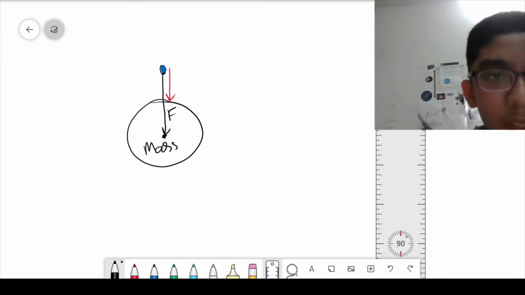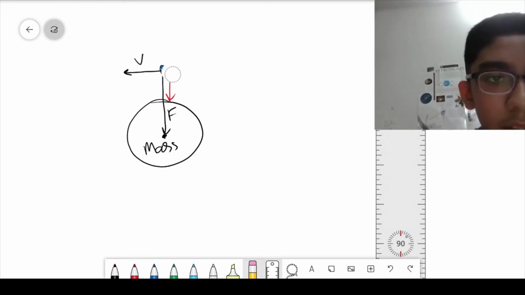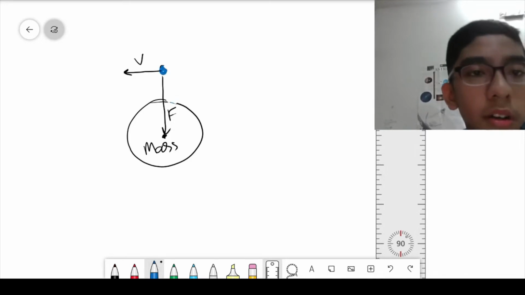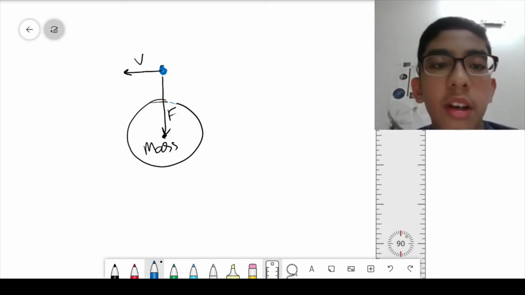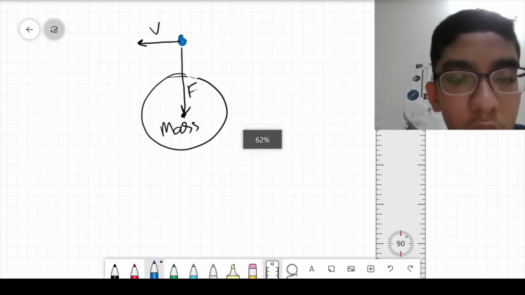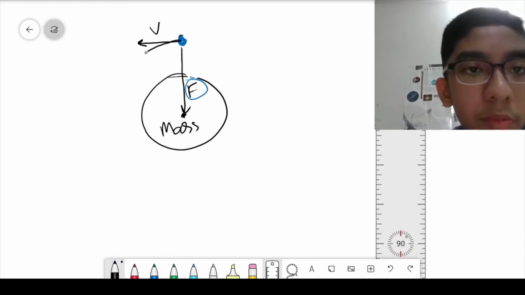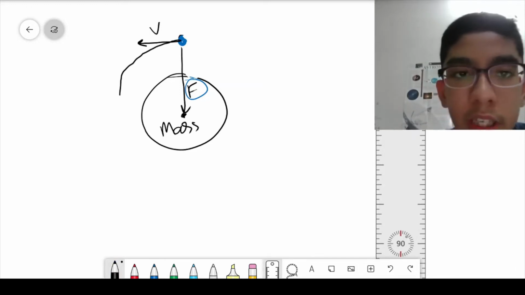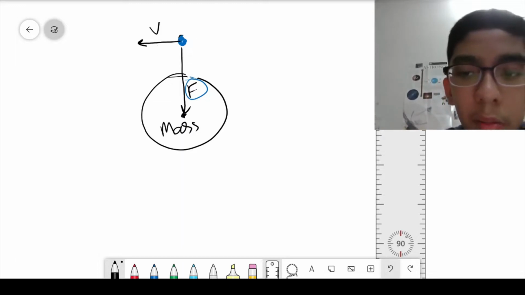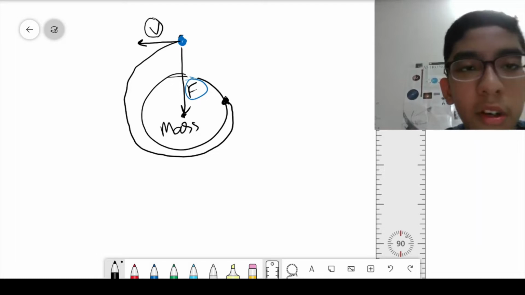So let's give this object a velocity. We will discuss what this velocity will be in terms of an equation later on. But if this velocity is not strong enough to dominate over this F, then due to its velocity, the object will not fall straight to the ground, but it will spiral and eventually fall to the ground, because its v is not enough to dominate over F.